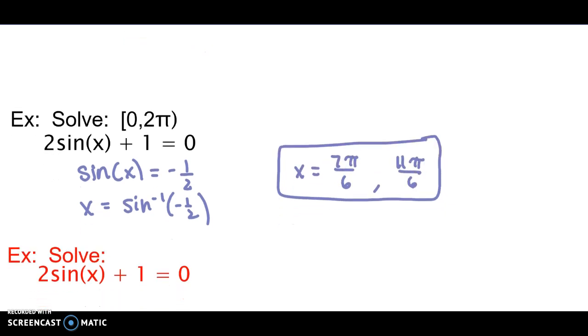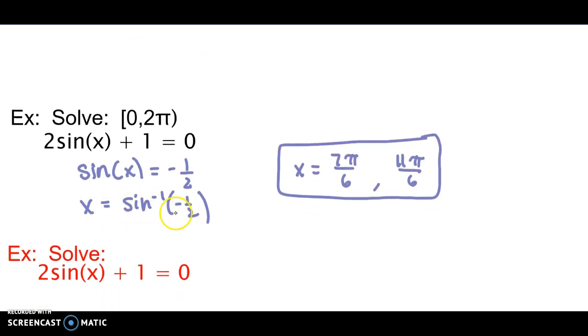Okay, this comes from what we did last unit. Now notice that the directions said here solve in the restricted domain from 0 to 2 pi, not including 2 pi. And both of these solutions are between 0 and 2 pi. But if I think about the unit circle, which can continue forever and ever, where's the sine negative 1/2? Technically, if I didn't have this restricted domain, I could have an infinite amount of solutions.